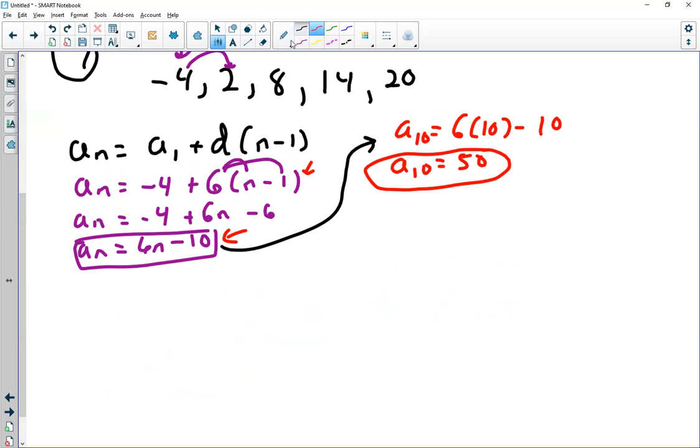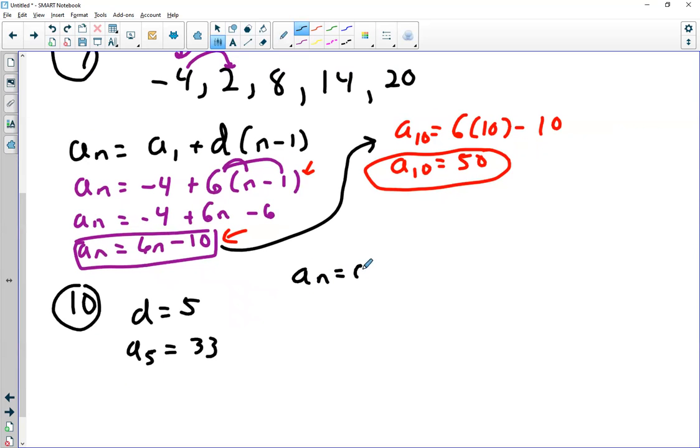Let's do something like number 10. They tell you D equals 5. And they tell you A of 5 equals 33. So we need the formula. But in the formula, what do we need? We need A1. What's D equal?